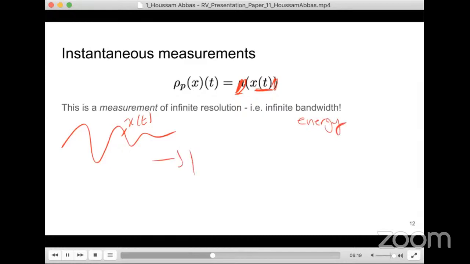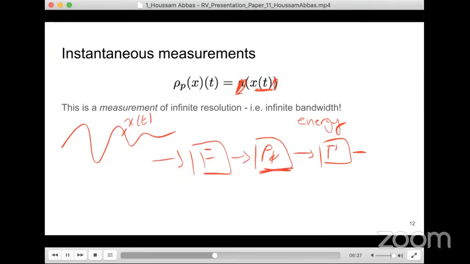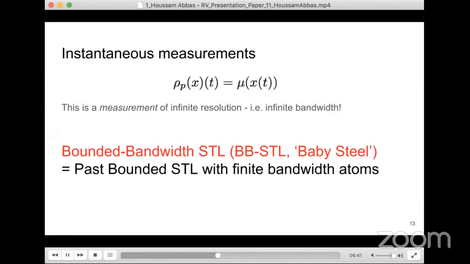Now, if I'm thinking of monitoring as just another signal processing operation, you have a filter, then the monitor, then another filter, and I say, oh, by the way, this box here requires infinite energy and bandwidth, well, then the entire analysis crashes. It becomes trivial or useless. That's why we have had to introduce in this paper a new logic, which we have called bounded bandwidth signal temporal logic, or BaBySTL. It's really very similar to past bounded STL, except at the atomic propositions, for which we now use finite bandwidth measurements. The details are in the paper. So everything that follows uses BaBySTL formulas.